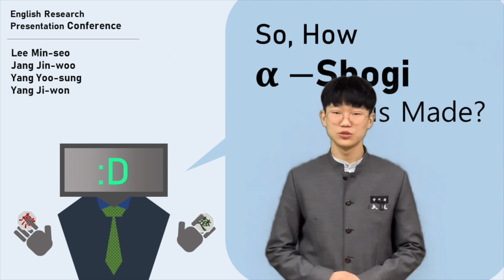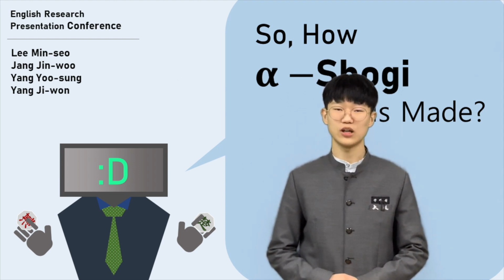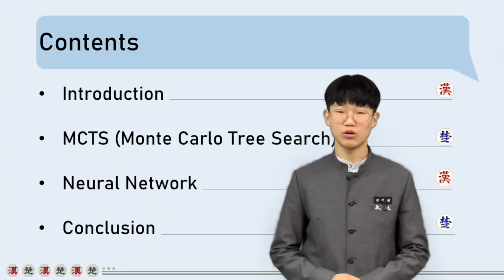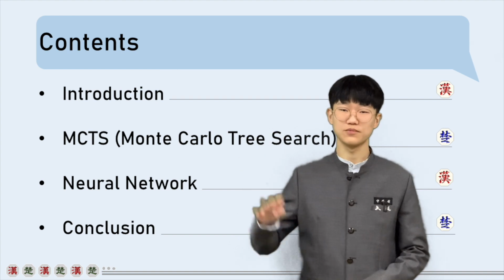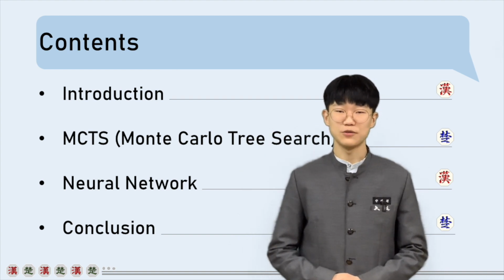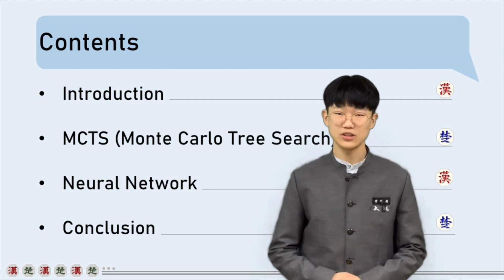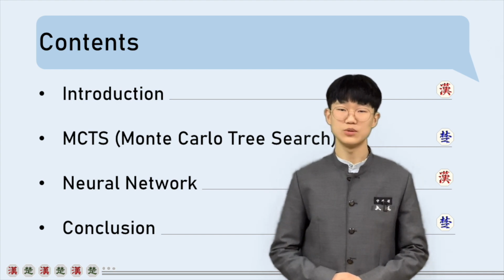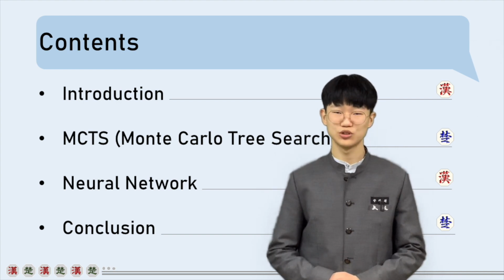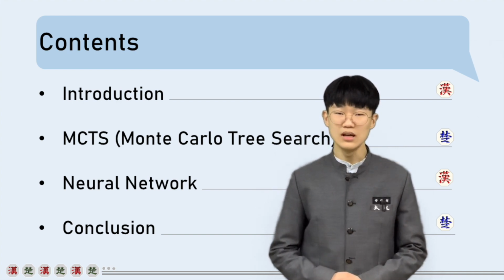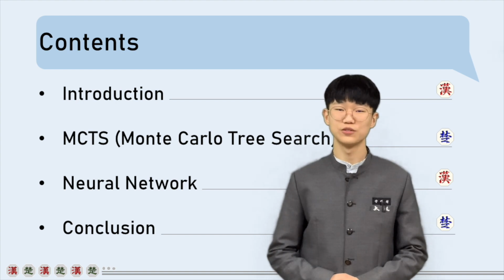The purpose of today's presentation is to show how we developed the AlphaShogi program. We are going to divide our presentation into four main parts. Firstly, I'm going to explain the motivation for selecting the topic. Second, Monte Carlo tree search will be explained, and then the focus will move to the neural network. Lastly, the conclusion of this topic will be described.